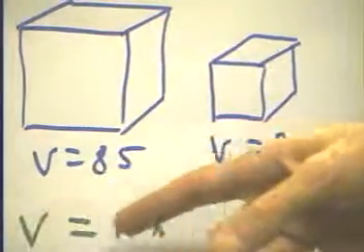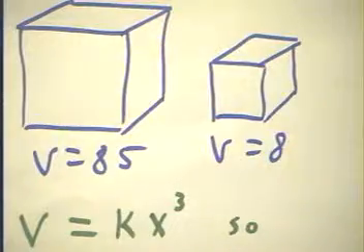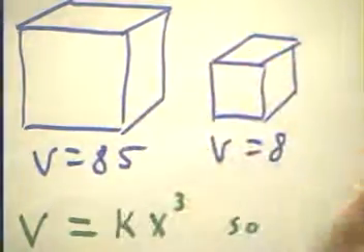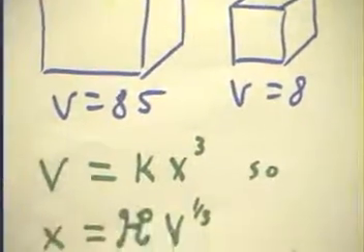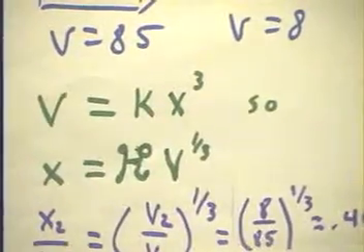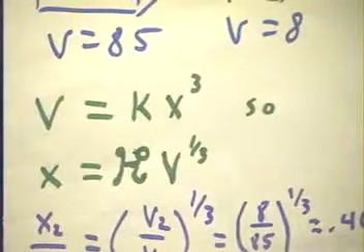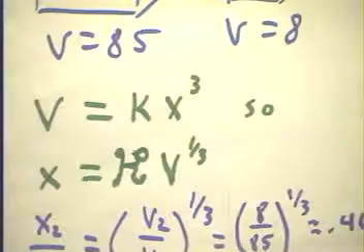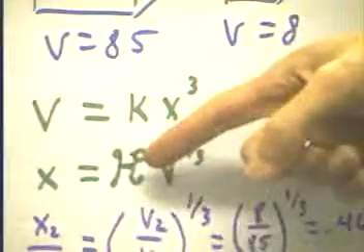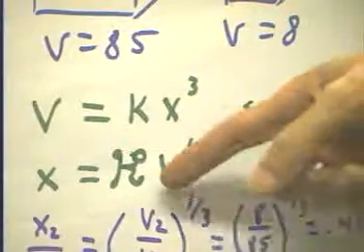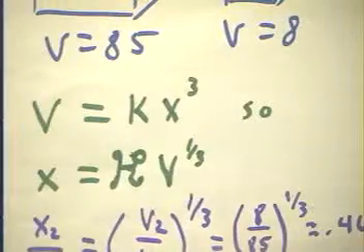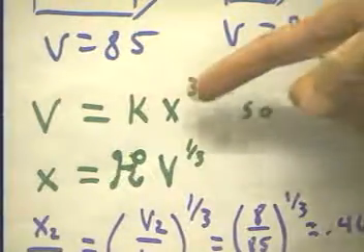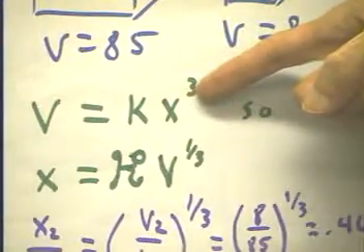Now we know that the volume is kx cubed. So it's going to turn out that x is going to equal some kind of a fancy k. That's a real bad looking fancy k there. But let's pretend that that's a fancy k times the 1/3 power of the volume. We get that easily if we solve this for x.